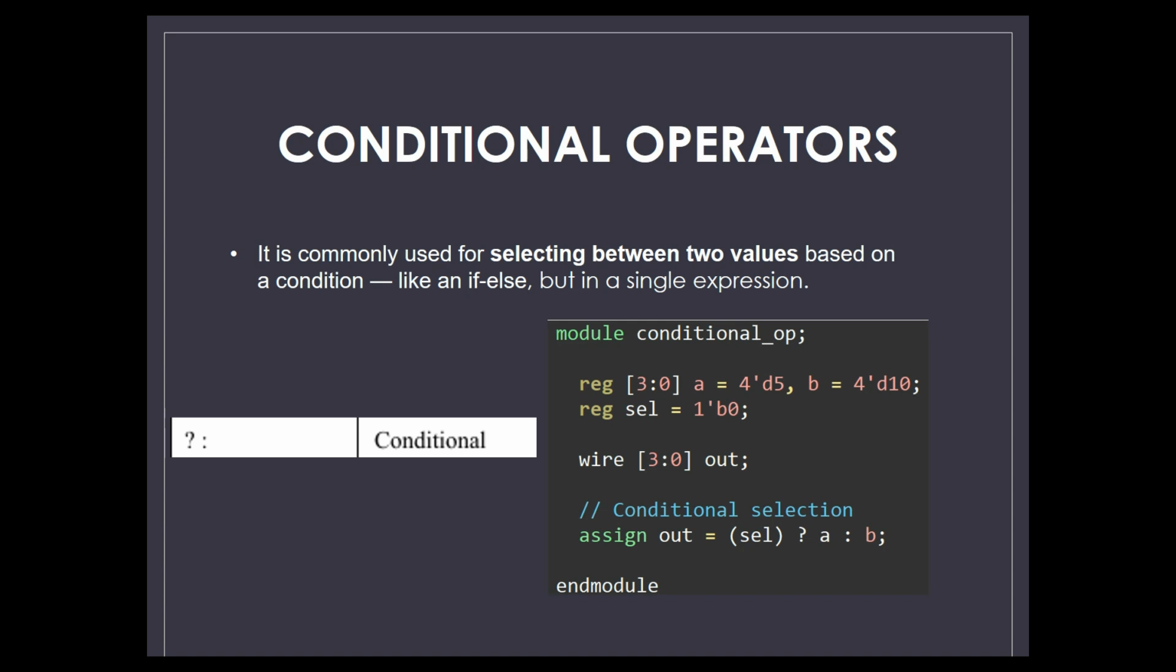It is called both conditional operator or ternary operator. Now based on the value of select, if the value of select is true, then A will be provided as output. If the condition select is false, then B will be provided to out. So in this case, the value assigned to select is 0. Hence, out value will be A.